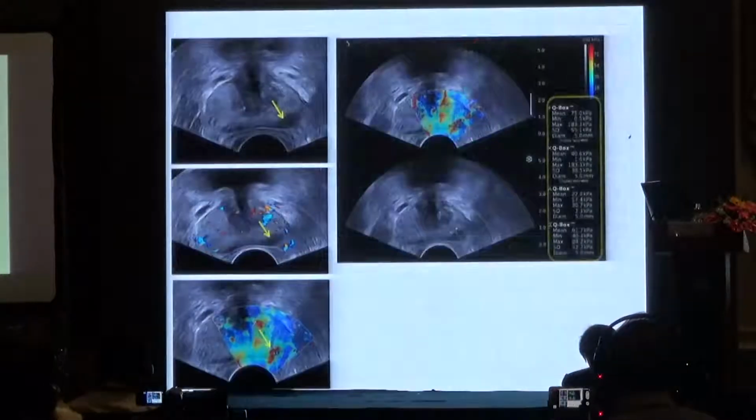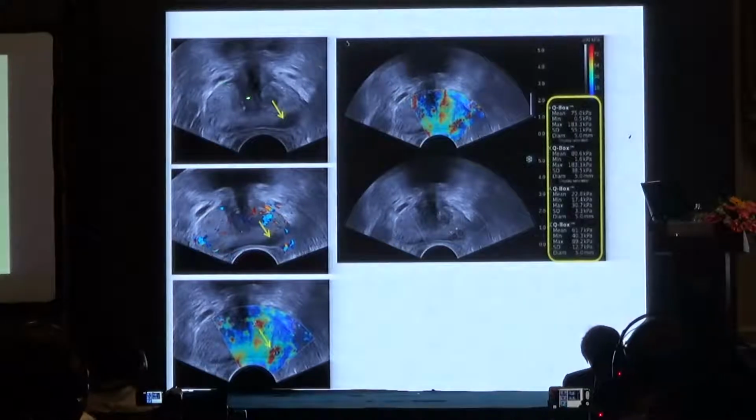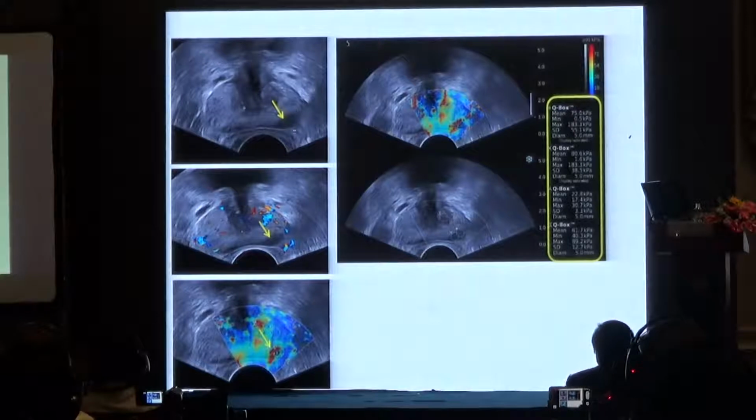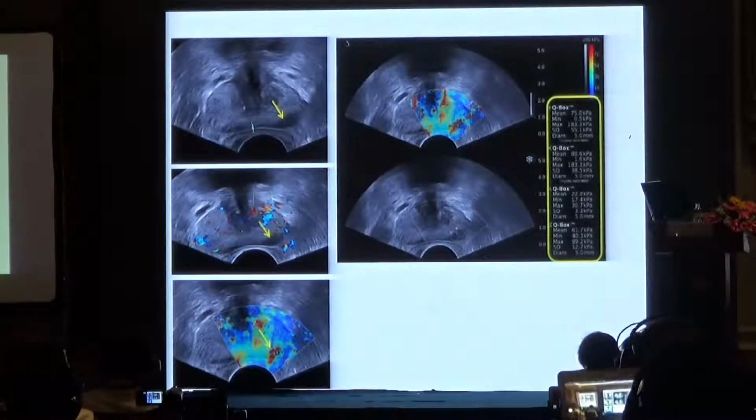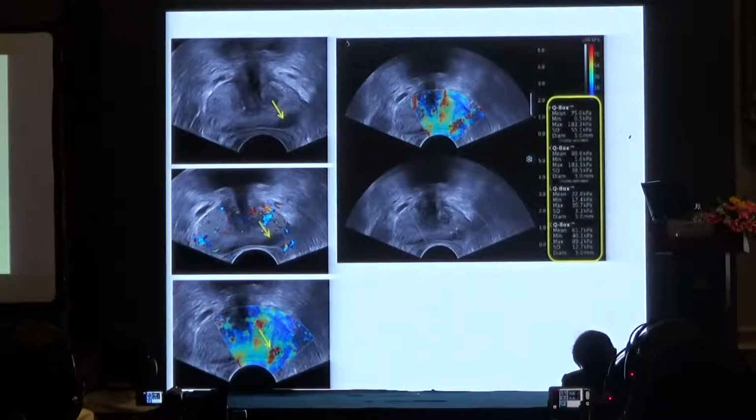This is another case of prostate cancer with shear wave elastography, a hypoechoic lesion here, not hypervascular. Vascularity is not high in this case, so it is difficult to make a diagnosis with this grayscale and Doppler ultrasound findings.